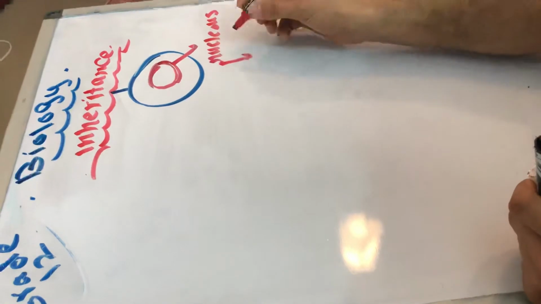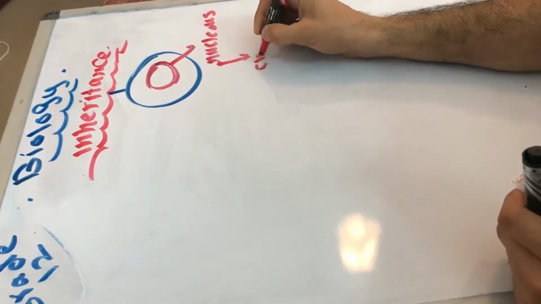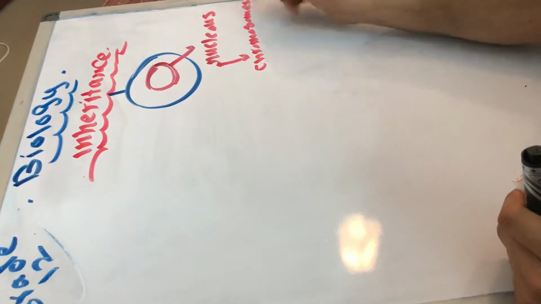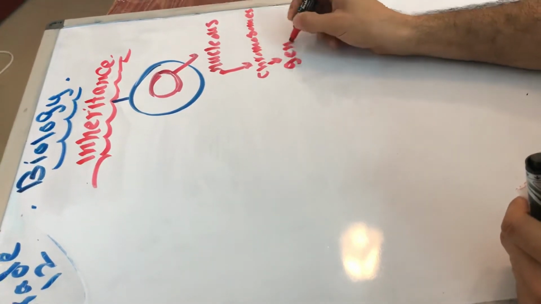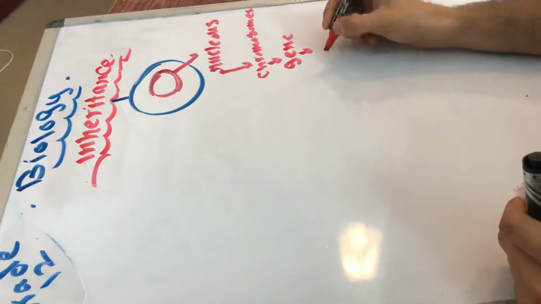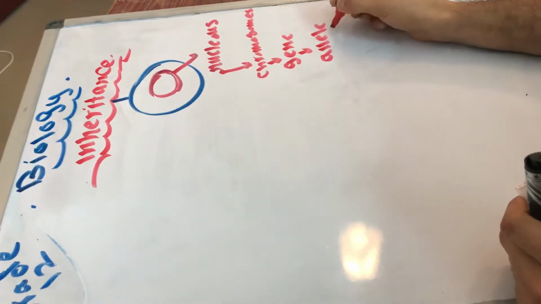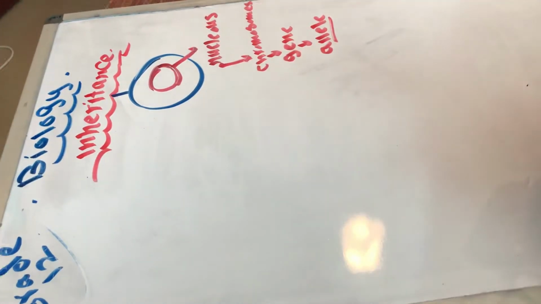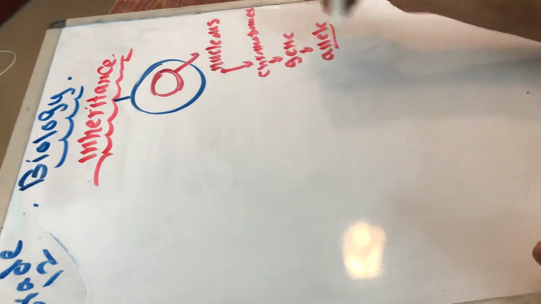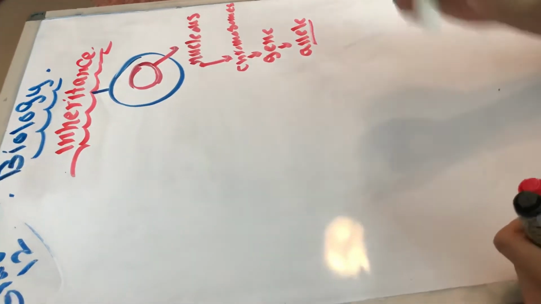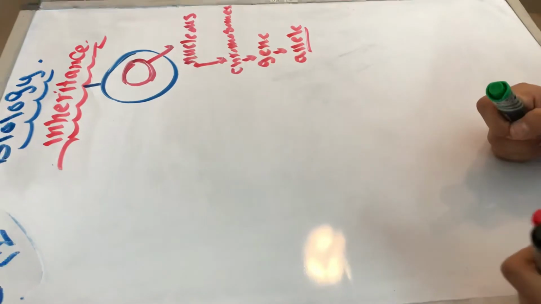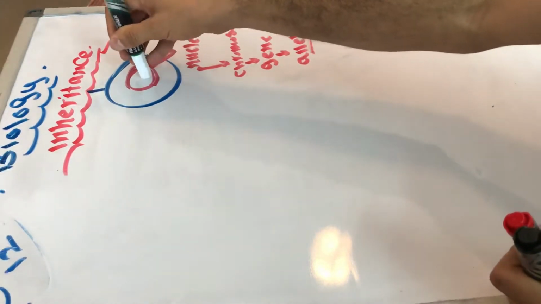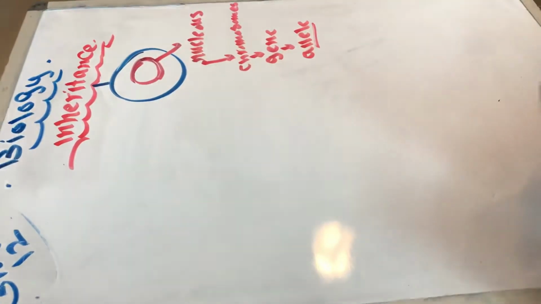Inside the nucleus, chromosomes. Inside chromosomes, genes, and inside genes, alleles. All these structures are the basic structures inside the cell. So I give you the function, the role for each one. The nucleus is the basic structure that controls all activities that happen inside the cell.